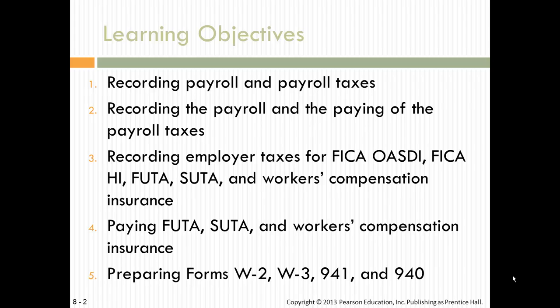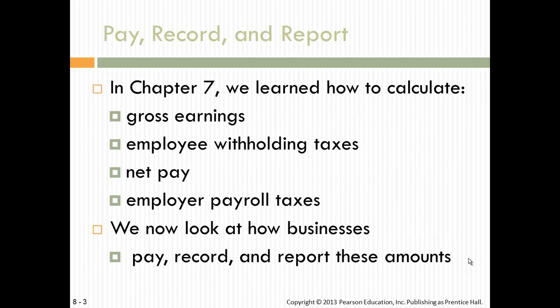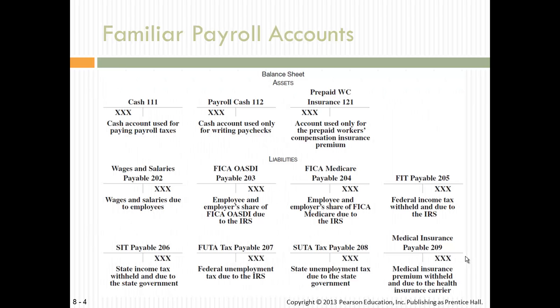The learning objectives are several in this chapter. We're going to learn how to do taxes, all the different payroll taxes, and year-end preparation of all the tax forms. Once again, in Chapter 7, we learned how to calculate gross earnings, employee withholding taxes, net pay, and employer taxes. And now we look at what we do with all that information and how we report it.